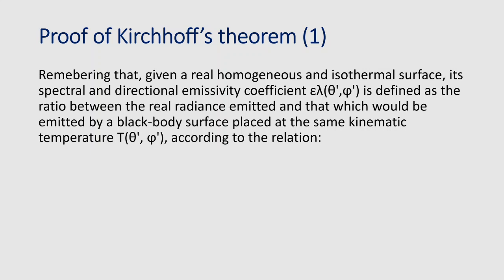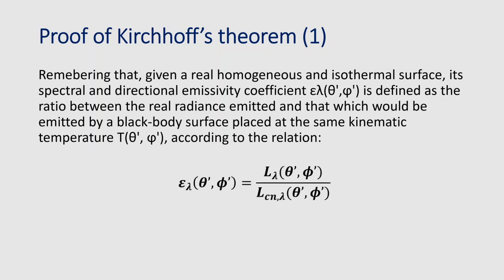So, remembering that, given a real homogeneous and isothermal surface, its spectral and directional emissivity coefficient, epsilon, that is, of course, a function of lambda, of wavelengths, and of course a function of the incident angle and the reflection angle, is defined as the ratio between the real radiance emitted and that which would be emitted by a black body surface placed at the same kinematic temperature, according to the following relation.